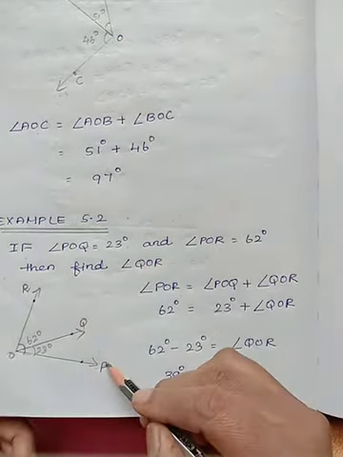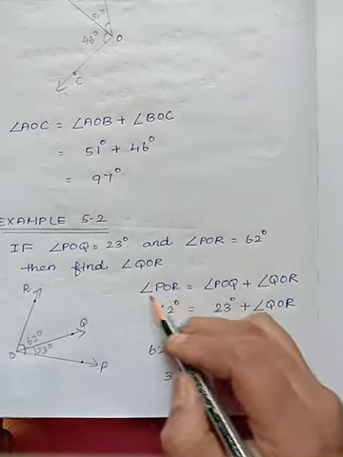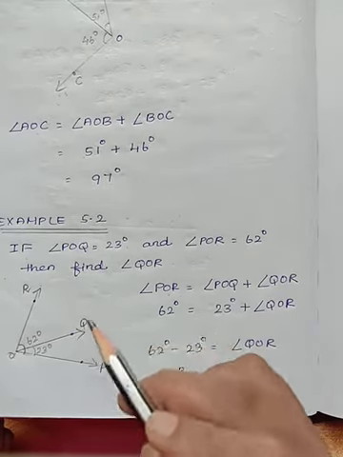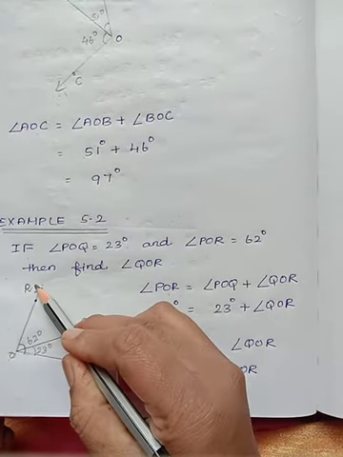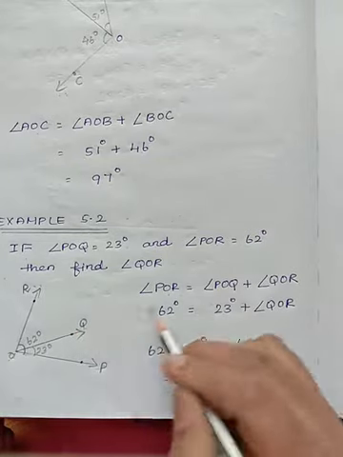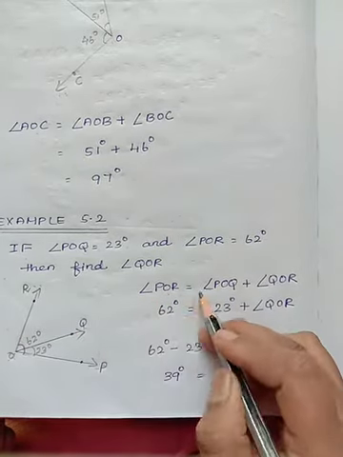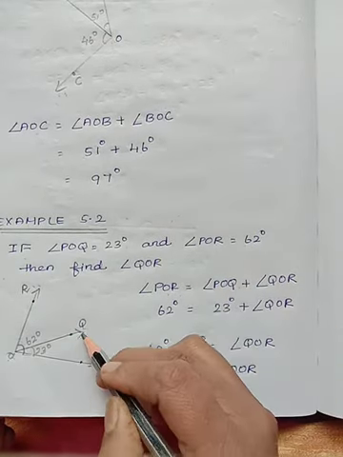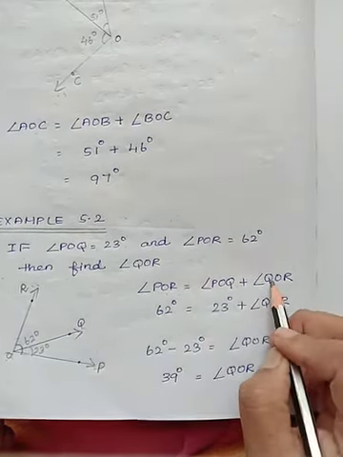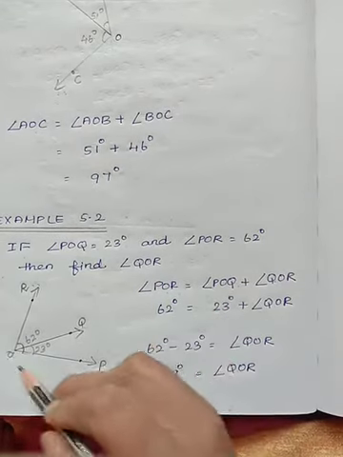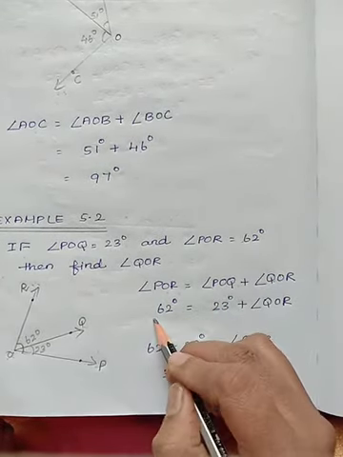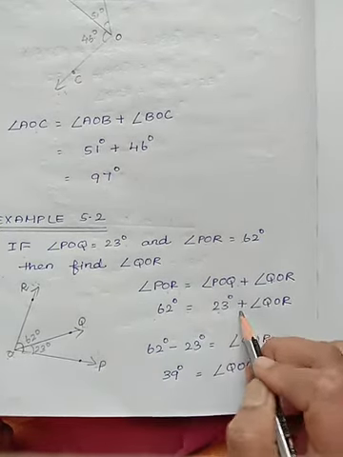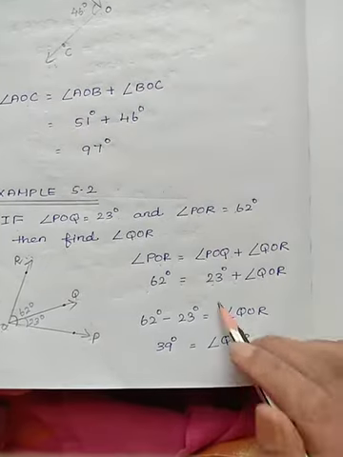We know that POR, the whole angle, we divide into two: POQ plus QOR. The two angles together give you POR. So POR equals POQ, the first part, plus QOR, the second part. According to the question, POR is 62 degrees, equal to POQ, which is 23 degrees, plus QOR, which we need to find.